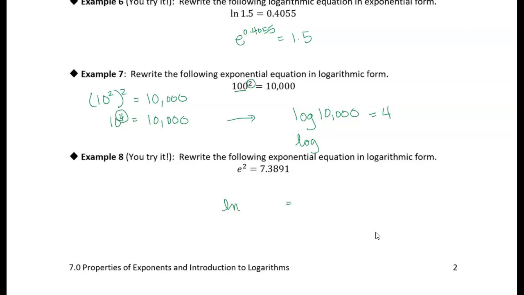The result of the logarithm is the exponent, so that's 2. If I raise e to the second power, I get 7.3891. So the natural log of 7.3891 is 2. That's all there is to it, and you are ready to work on the discussion questions, so I'll see you in class.